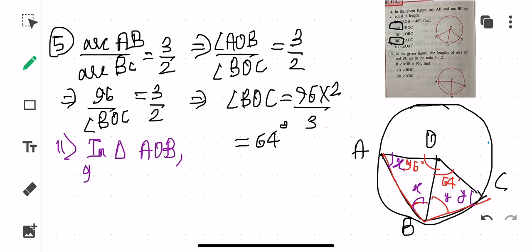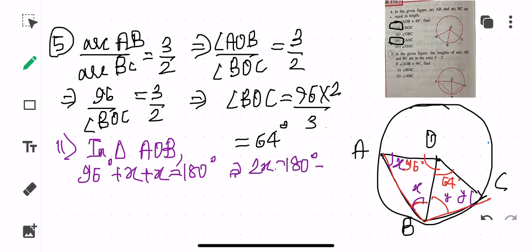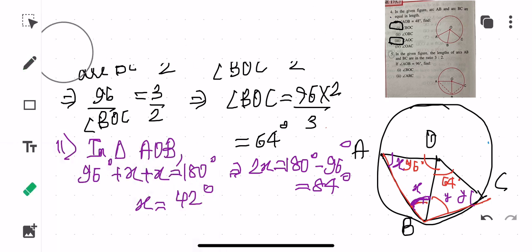So you will be writing 96 degrees plus 2x is equal to 180 degrees. So this implies that 2x will be equal to 180 degrees minus 96, which in turn is equal to 84. So how much will x be equal to? X is coming to be equal to 42 degrees. So this particular angle you have calculated as 42 degrees. Now we'll be moving to y. So how will you calculate y, children?